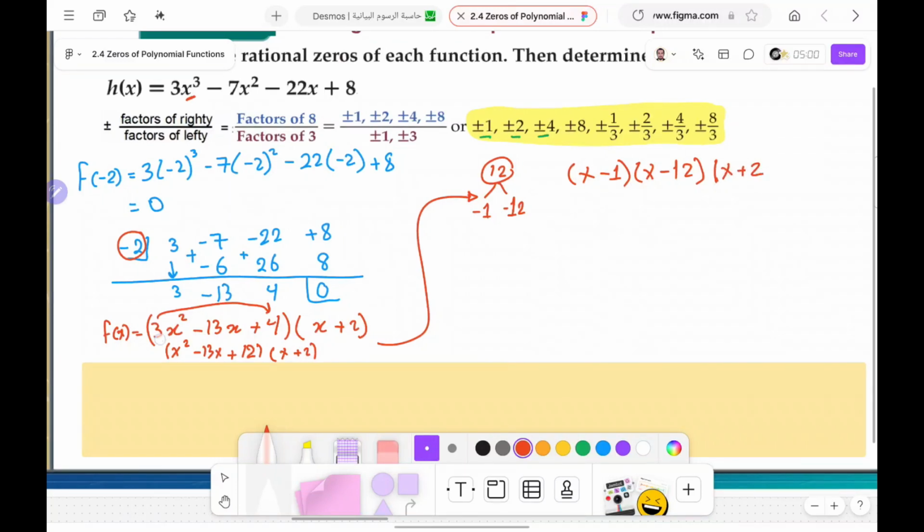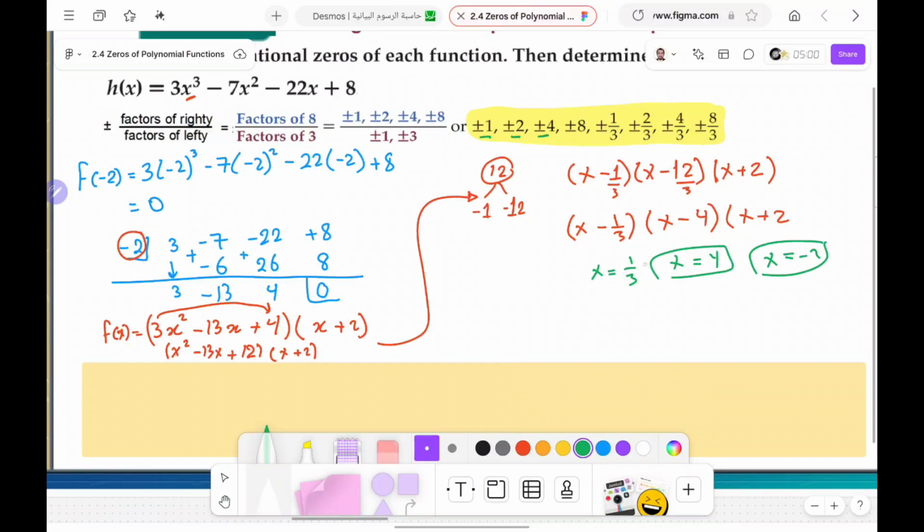Now, because I multiplied by 3, I have to divide now by 3, divide by 3, divide by 3. Okay, so the answer will be x minus 1 over 3. The other one is x minus 12 divided by 3, which is equal to 4, x minus 4, and x plus 2. Okay, so the first zero is x equal to 1 over 3. The second x is equal to 4. The third x is equal to negative 2.